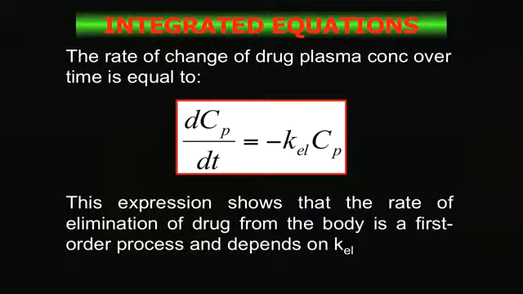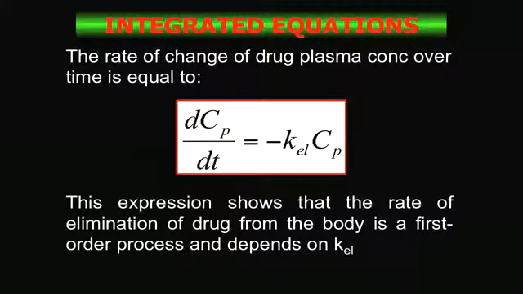Some of you who've taken AP chemistry may have seen this, but the rate of change of drug plasma concentration over time is equal to this differential equation. The d there means delta, or change in. Often you'll see the Greek symbol delta. So the change in the concentration in the plasma as time changes is equal to minus the rate constant, K elimination, times the concentration of drug in the plasma. Notice the minus there says that the concentration of drug in the blood is getting smaller. It's never going to get bigger.